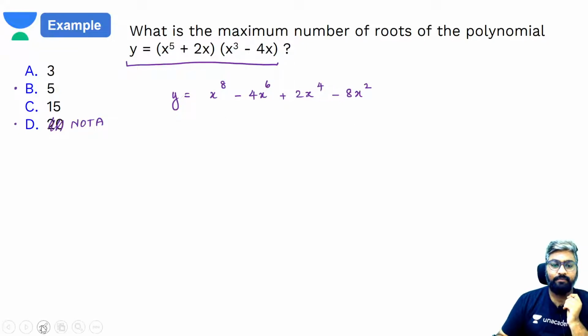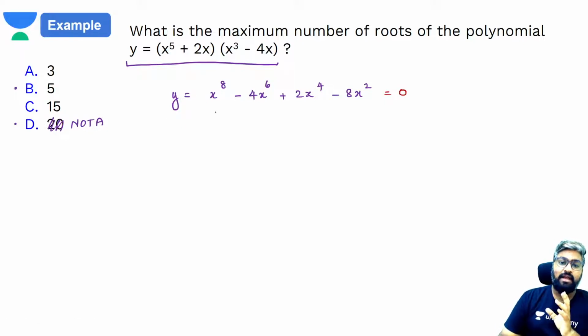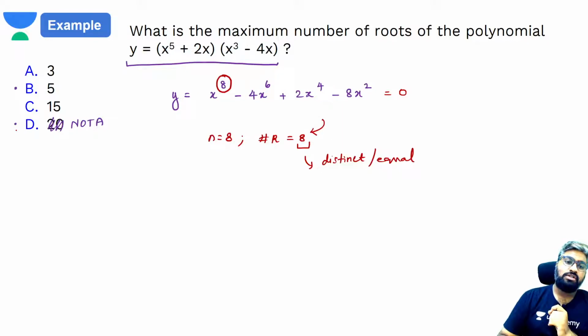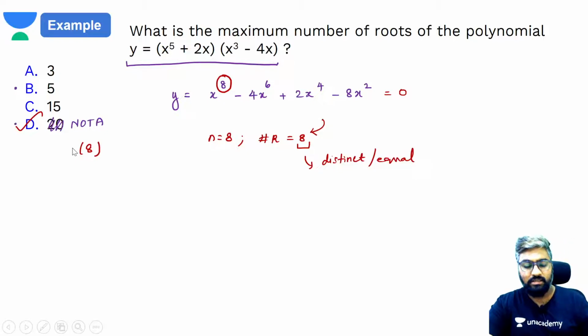This is our expansion. So they're asking the maximum number of roots, that is, if this is equal to 0, how many maximum possible values of x are valid? The degree of this equation is 8, therefore the number of roots will also be equal to 8. In these 8 we can have distinct roots, we can have equal roots also, but we will still call them 8 roots. So the answer is none of the above because there are 8 maximum roots possible.